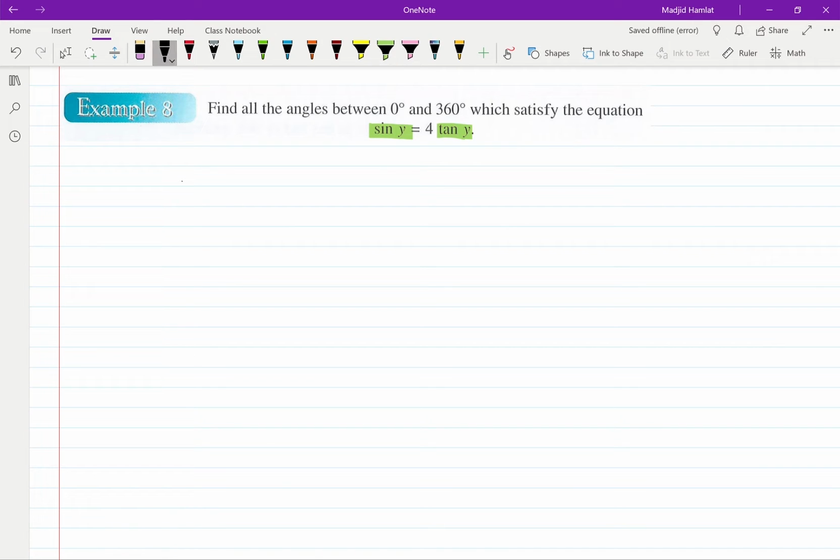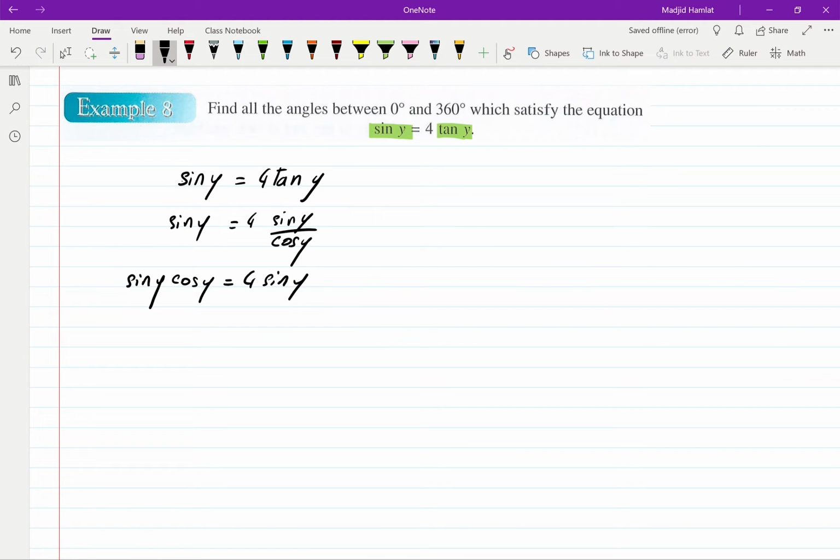None of them are squared, so the only trig identity we can use is tangent of y equals sin y over cosine of y. Here I want to get rid of my fractions, so I'm going to multiply both sides by cosine of y. On the left side I will get sin y times cosine of y, and on the right side I get 4 sin y.